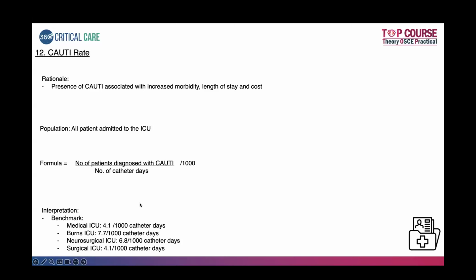The only very concerning thing over here is in the Burns ICU, where the benchmark for CAUTI rates is high, around 7.7 compared to all the other ICUs. So the VAP rate for a medical ICU is 2.5. The CLABSI rate for a medical ICU is 2 to 4. And the CAUTI rate in a medical ICU is 4. So it all comes between 2 to 4. At least in the exam, you can put it as a reference range so that in some way you will compensate for something.